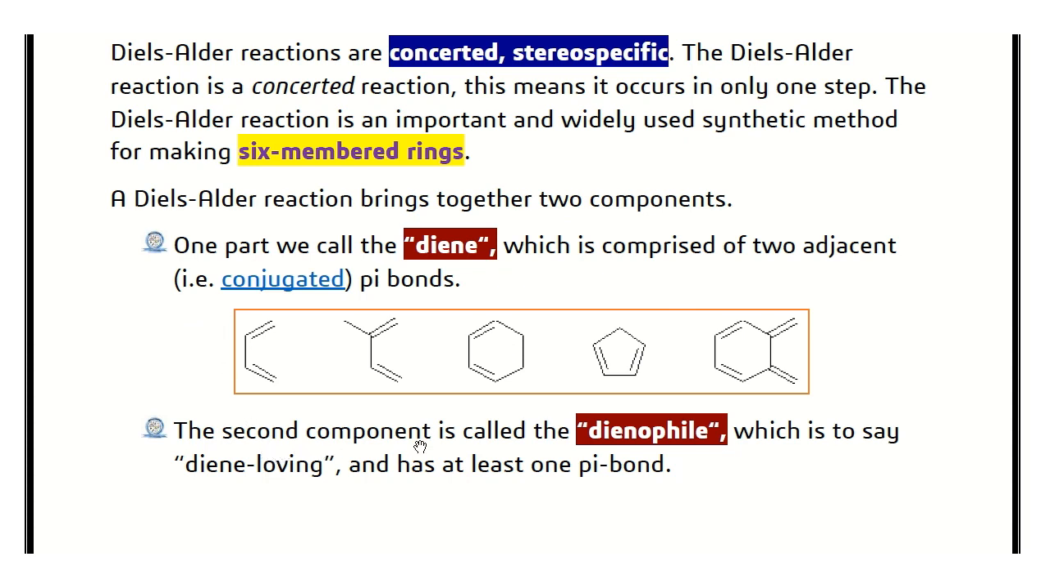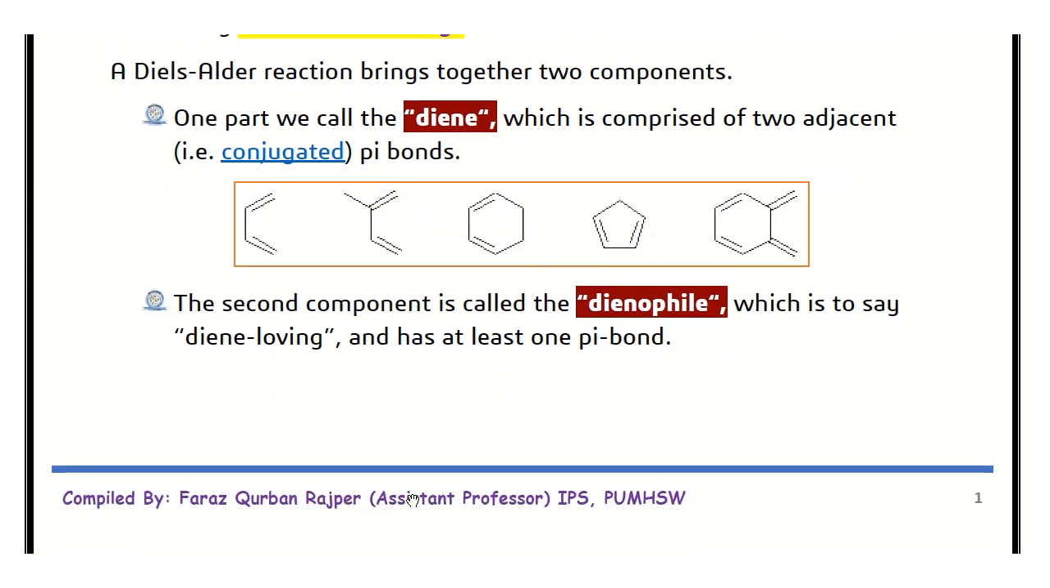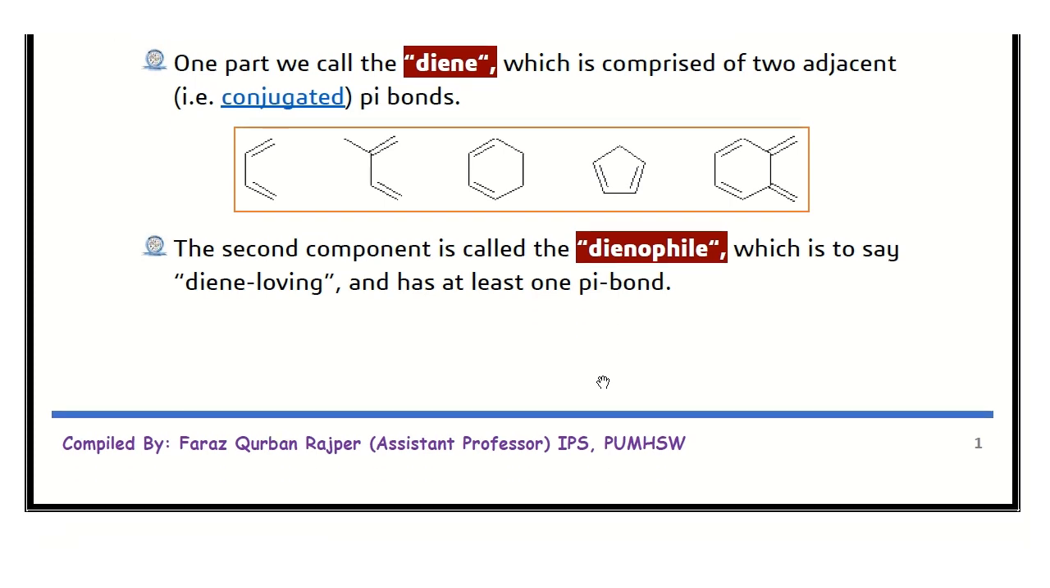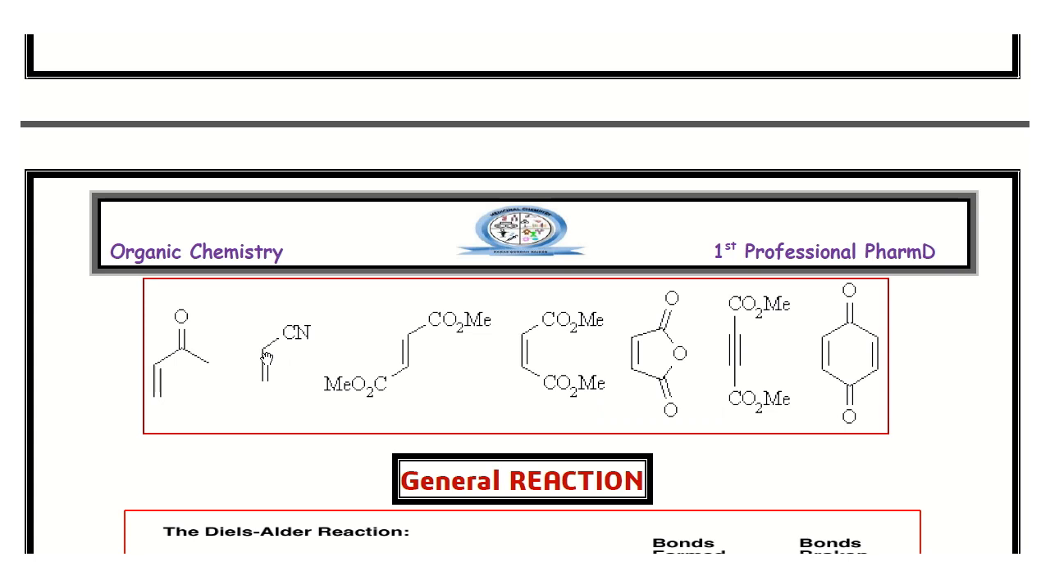The second component is the dienophile. Dienophile means diene-loving, that is, the molecule which is going to attack our diene molecule in order to form the cyclic ring structure, the cyclohexene. For the dienophile, the requirement is that it must have at least one pi bond, and that pi bond can be in the form of a double bond, like the alkene ethene, or an alkyne, a compound having a triple bond. So these are different examples of the dienophile.